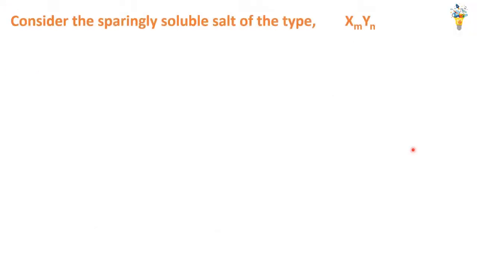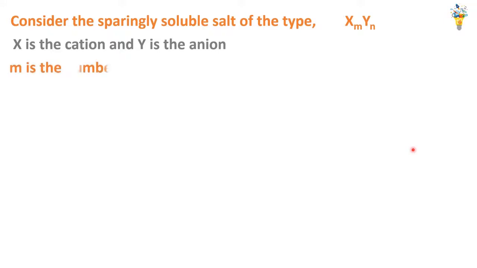Let us consider a sparingly soluble salt of the type XmYn. So X is the cation and Y is the anion. In general, the cationic part is written first and the anionic part next. And what is m? m is the number of cations and n is the number of anions.